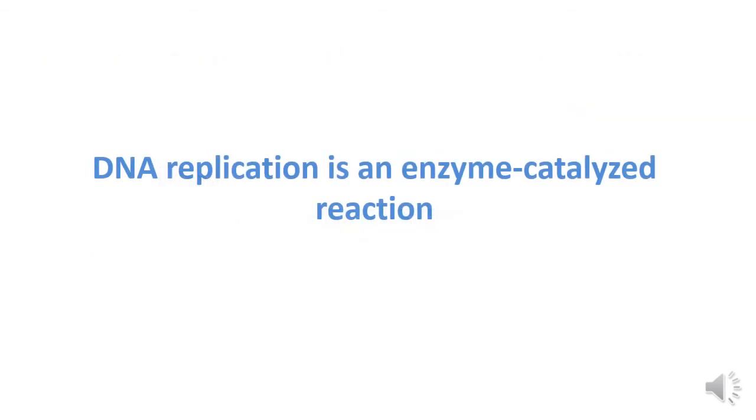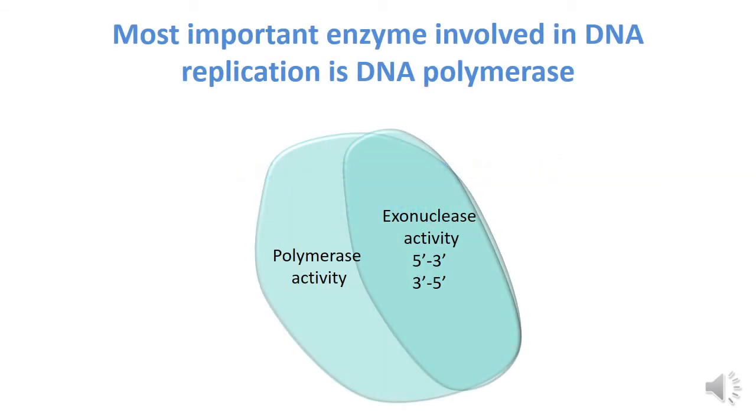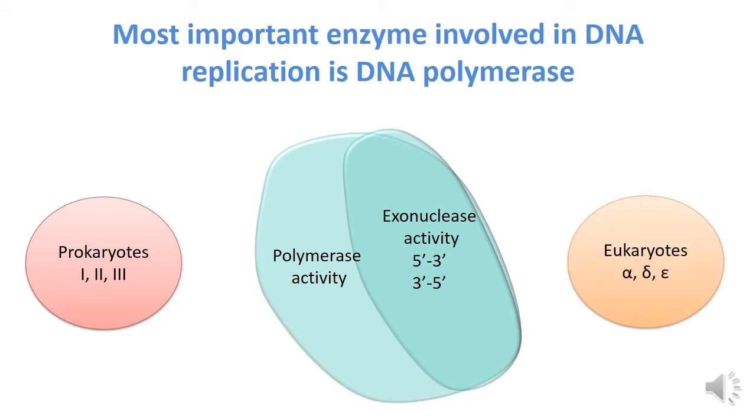So just like many other reactions taking place in our cells, DNA replication also is an enzyme catalyzed reaction. And the most important enzyme involved in DNA replication is DNA polymerase. There are different types of DNA polymerases in both prokaryotes and eukaryotes. In prokaryotes, the most important ones are DNA polymerase 1, 2 and 3. Out of the eukaryotic DNA polymerases, the most important ones are alpha, delta and epsilon.